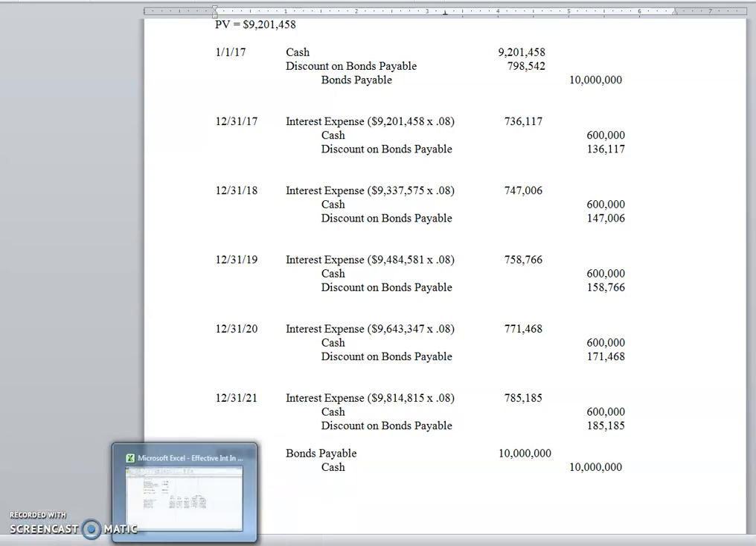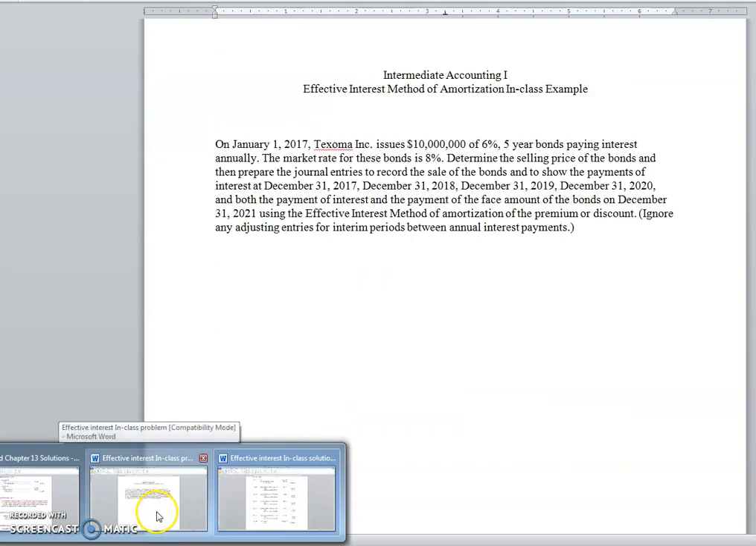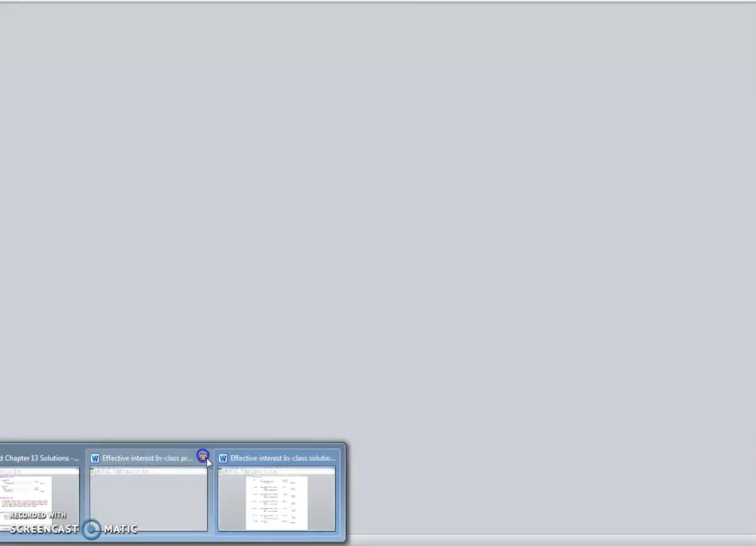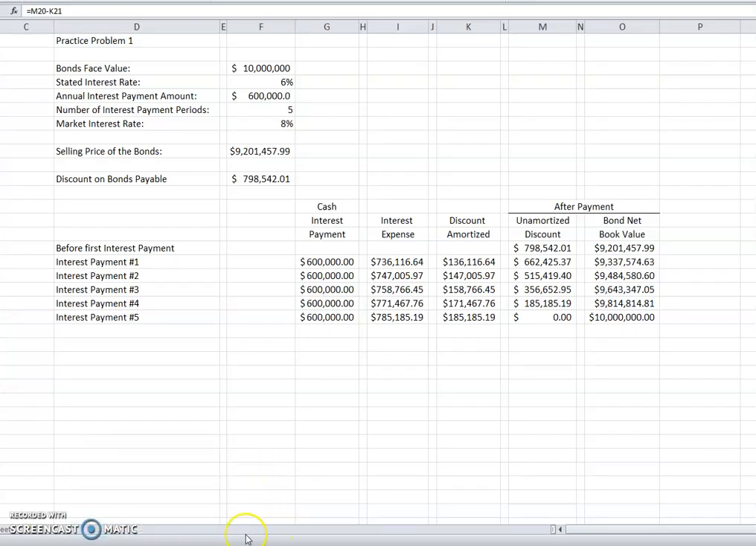I will post those up on Blackboard or D2L for you to see, and I'll also post another problem, actually a couple of problems, for you to get some practice at it. Now, you are going to need to know how to do this in Intermediate 2. You're going to cover bonds and leases in there, and being able to amortize premiums or discounts are very important for both of those. So just go ahead and close those two out.